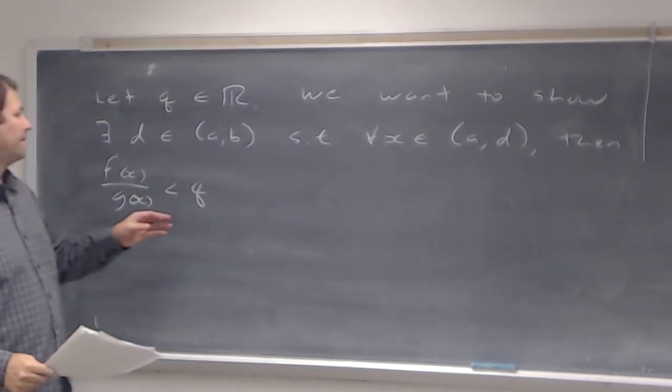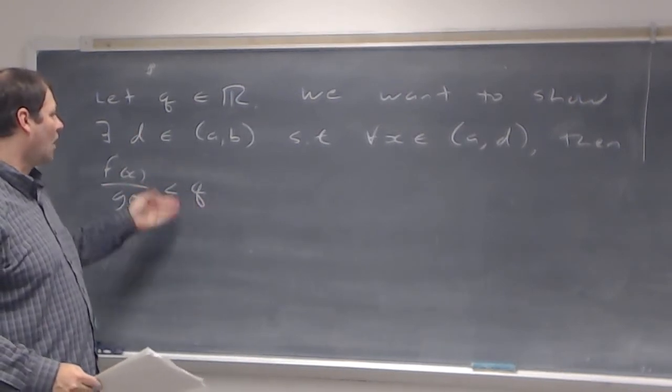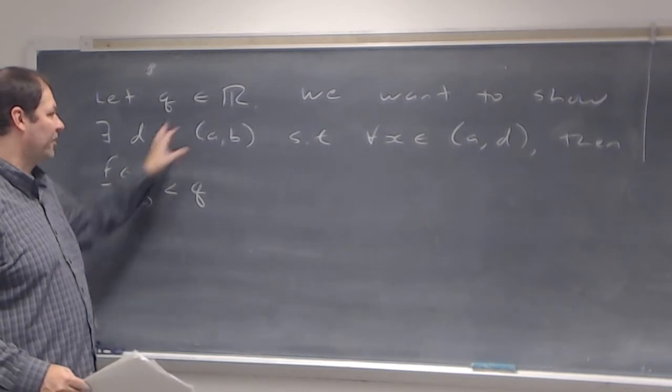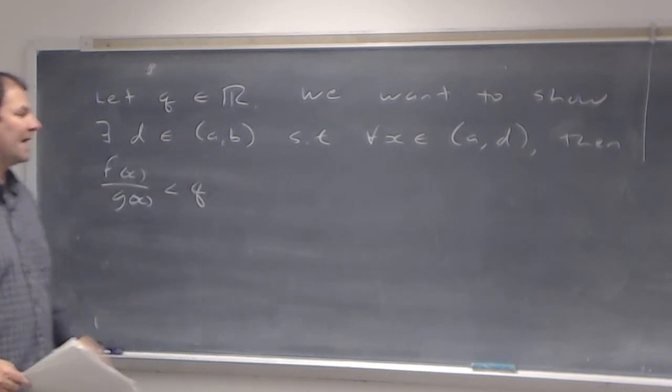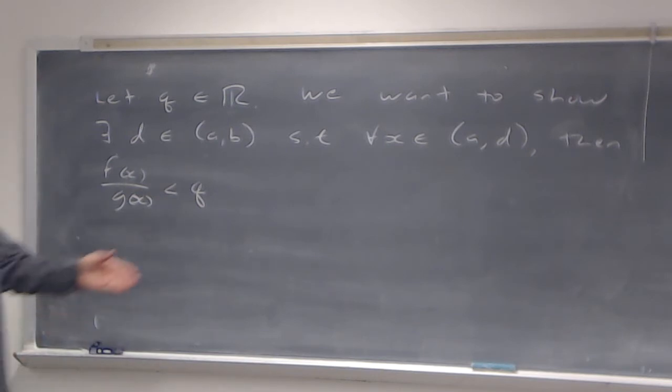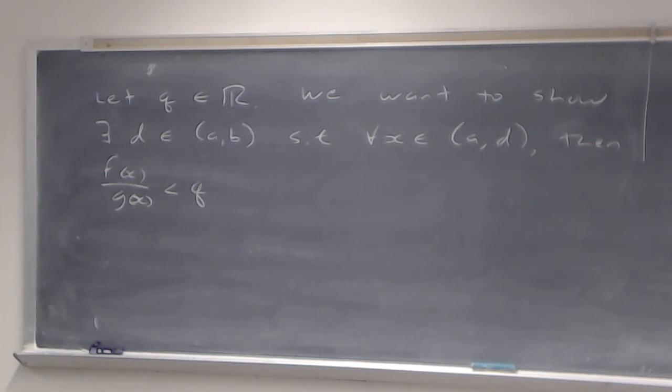So this says that I'm giving you a neighborhood from minus infinity to q of minus infinity. So for each neighborhood, I'm giving you one. What I've got to do is find the neighborhood of a, and that's this type of neighborhood, such that for all x in it, this will happen. Then f of x over g of x will be less than q. This f of x over g of x will be in the neighborhood of minus infinity.